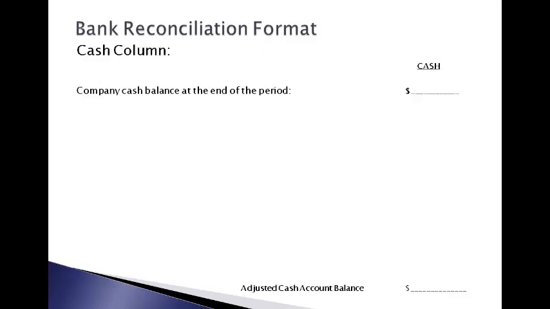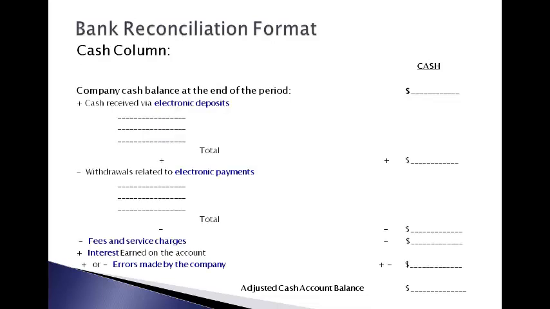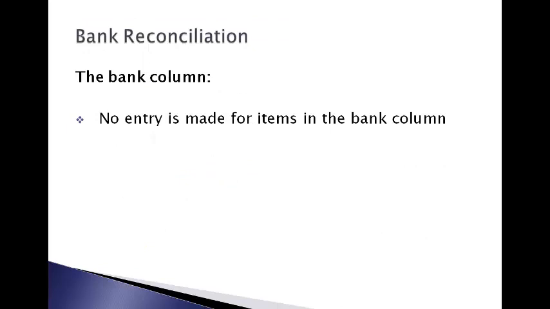Another column is used for the cash account. The reconciliation of the cash account begins with the unadjusted balance in the cash T account at the end of the period. Activity that the bank reflected on the bank statement that has not yet been recorded by the accountants is stated on the reconciliation. Common items are electronic deposits and payments, service charges, and interest. The adjusted cash balance will be the balance of cash after recording all transactions that occurred during the month.